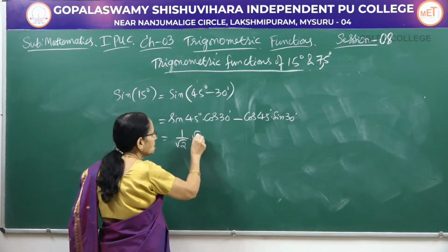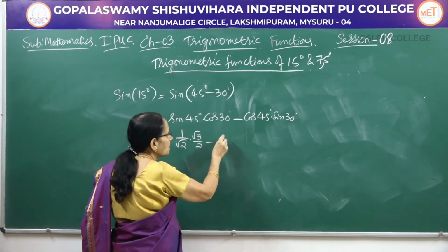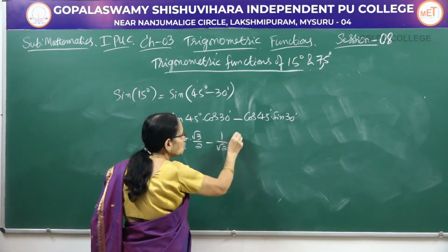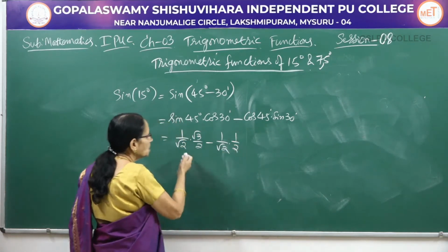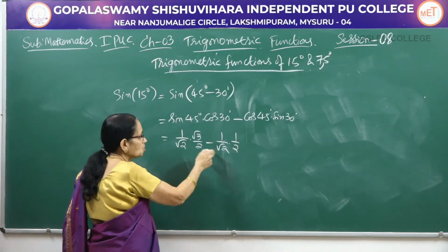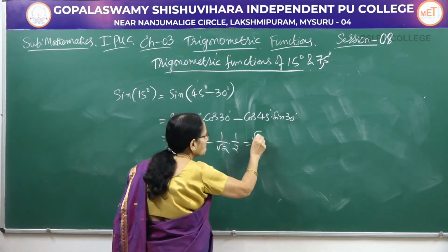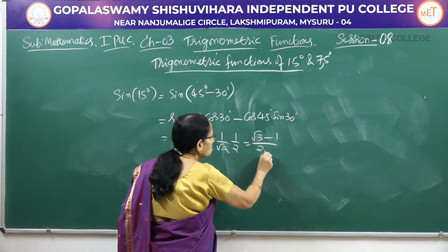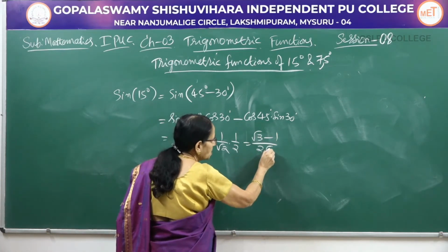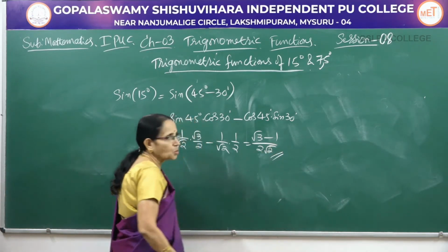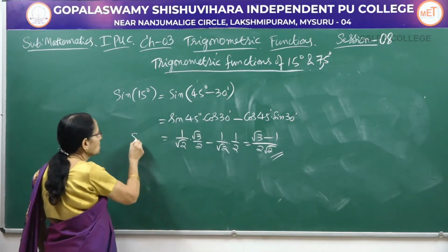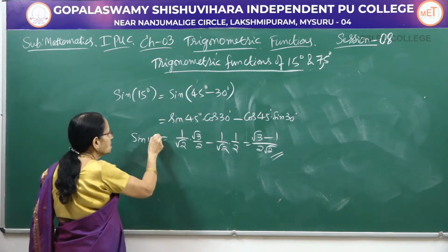1 by root 2 into root 3 by 2 minus 1 by root 2 into sin 30 is 1 by 2. So here also you observe 2 root 2, 2 root 2, and taking the LCM we get root 3 minus 1 divided by 2 root 2. So this is the value of sin of 15 degrees.